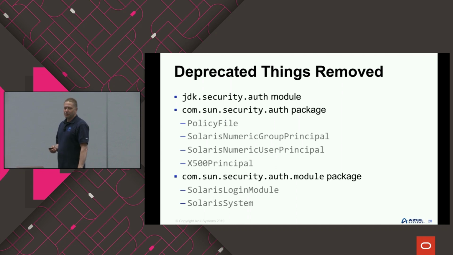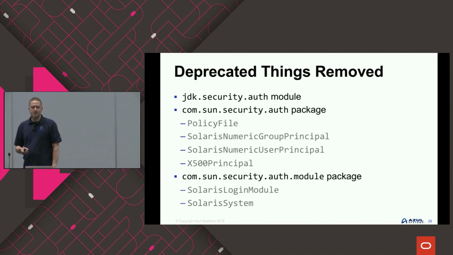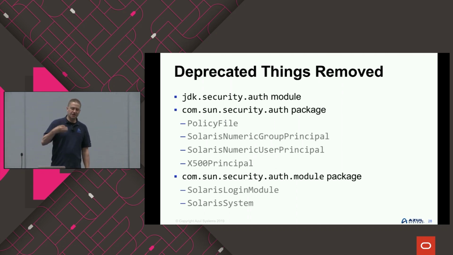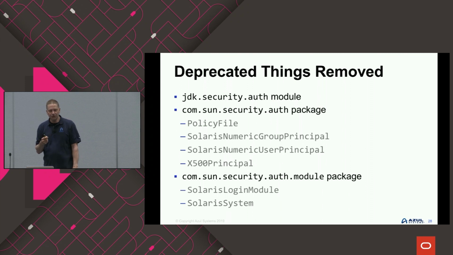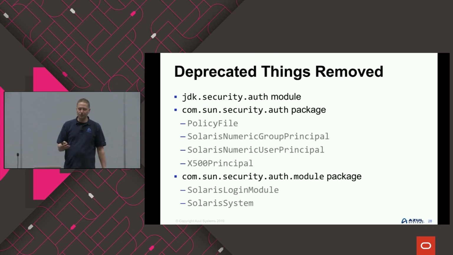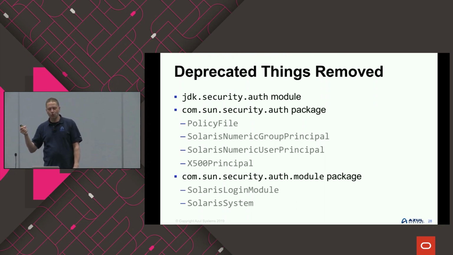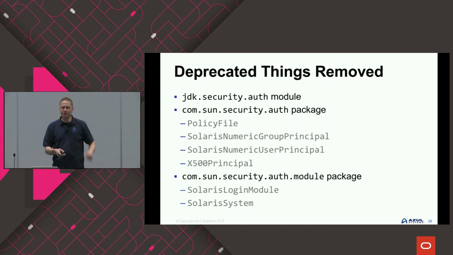More deprecated things have been removed in JDK 10. So in the jdk.security.auth module, not the whole thing, but within that, there's the com.sun.security.auth package and PolicyFile, Solaris things, X500Principal, those have all been removed. And then also in the security auth module package, there's the Solaris login module and the Solaris system. Anybody using Solaris? Okay, probably not a problem then.